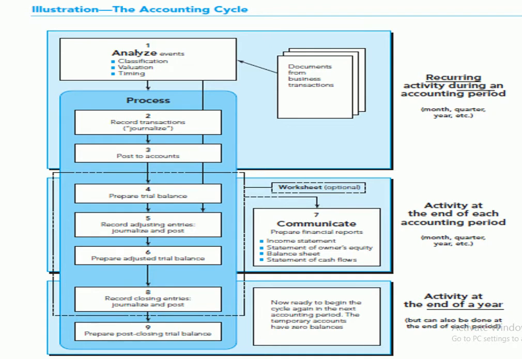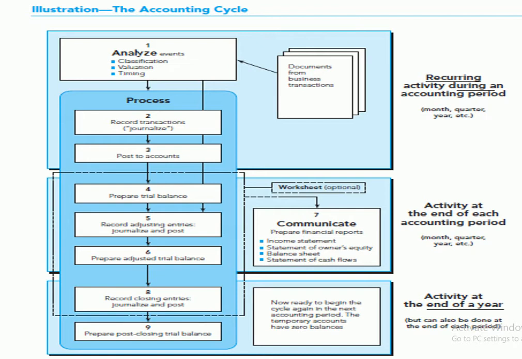So real accounts and personal accounts are kept as permanent accounts, and the nominal accounts, revenues and expenses, are merged and closed to a very common account called the income summary account.